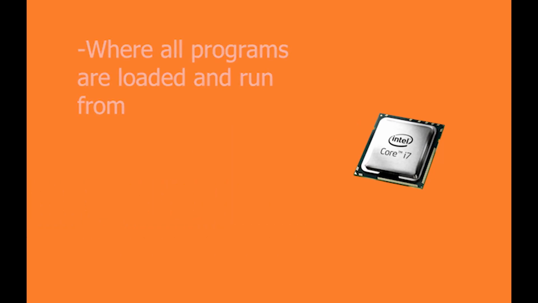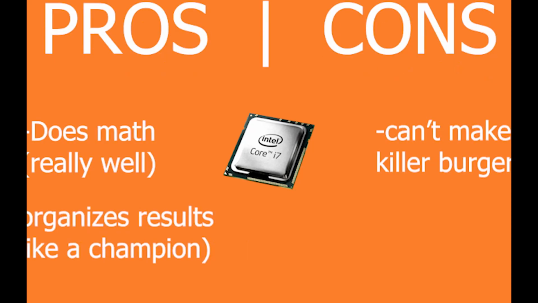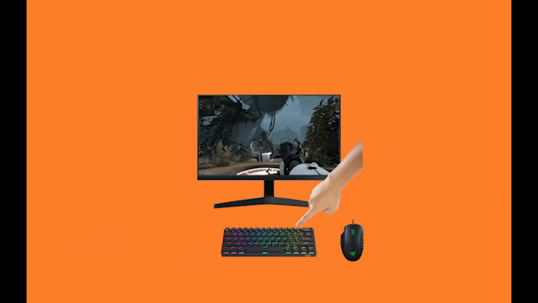The CPU takes bits of data in the form of instructions from the RAM and from there performs the previously mentioned calculations, organizes the results, and sends it out to wherever it needs to be, whether that is video output or input from a mouse or keyboard.